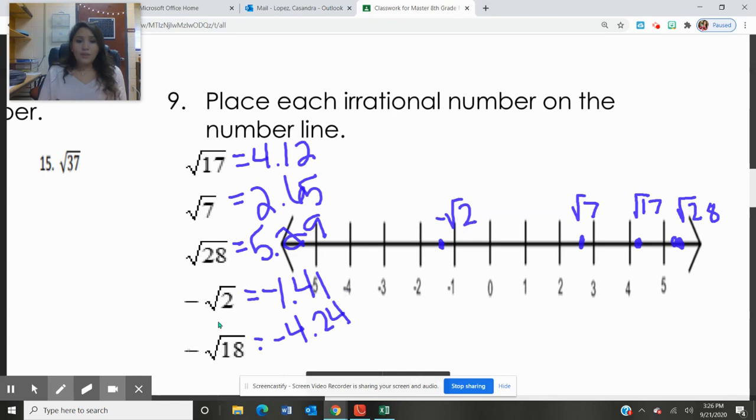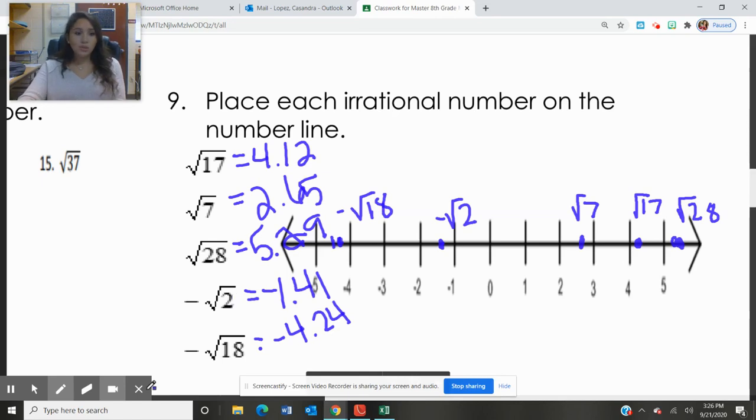Okay. Now I have the negative square root of 18. And this is equivalent to negative 4.24. So we know that that's in between negative 4 and negative 5, and it's a little bit closer to negative 4 than it is negative 5. So right here I have negative 4.5, and it's in between negative 4 and negative 4.5, so it's at about right here. Okay, and this again is the negative square root of 18. Okay, so that was number 9.